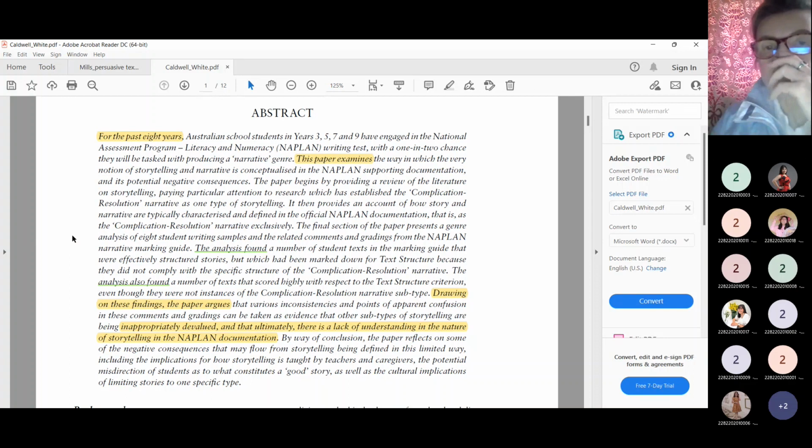But that's how they wrote, and very often in English, native speakers have issues with plural and singular, different ones than, say, Asian students. Asian students don't use plural at all because they forget to write or pronounce the S at the end of nouns. But anyway, abstracting from that, they will be examining the very notion of storytelling and narrative, how it is conceptualized in NAPLAN supporting documents and its potential negative consequences.